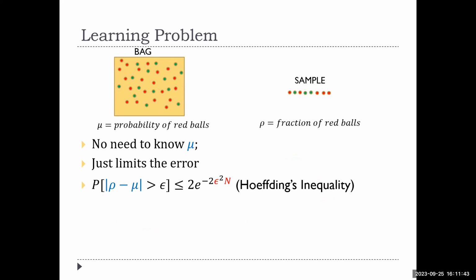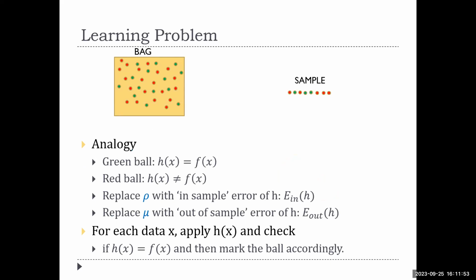You don't need to know mu because it doesn't appear on the right side. You just need to know the epsilon and n. That's what it is. Now I am making the transition.